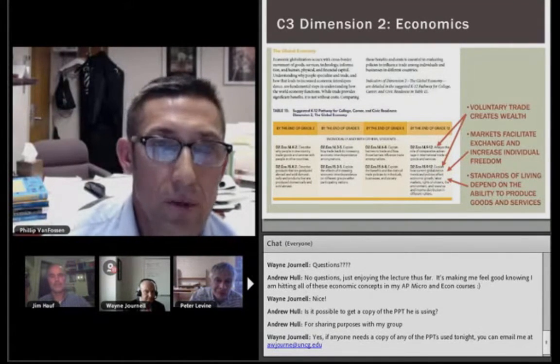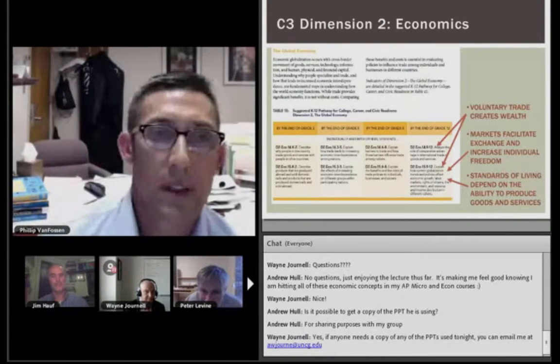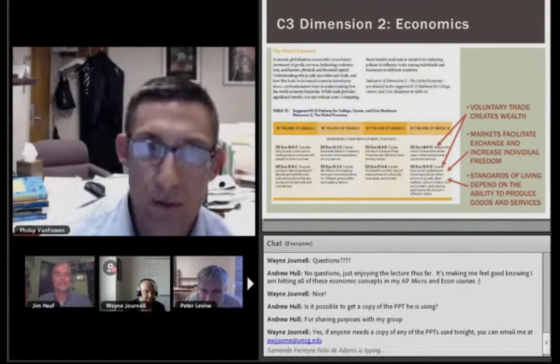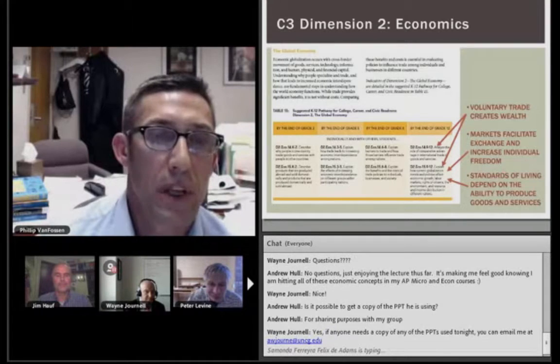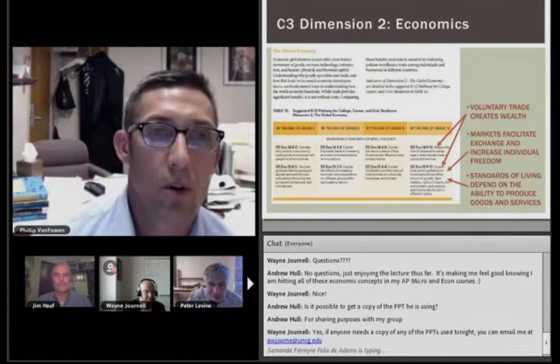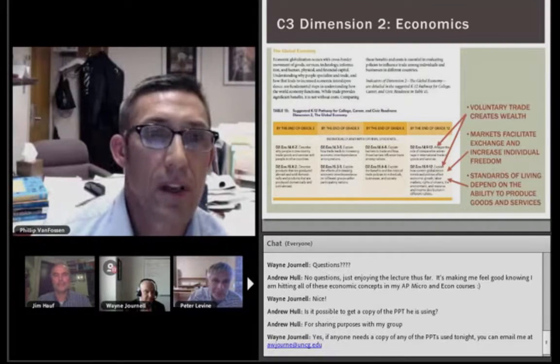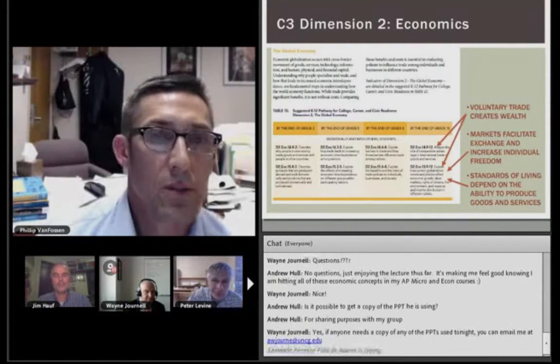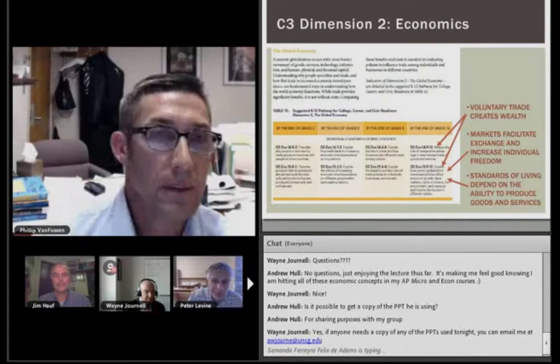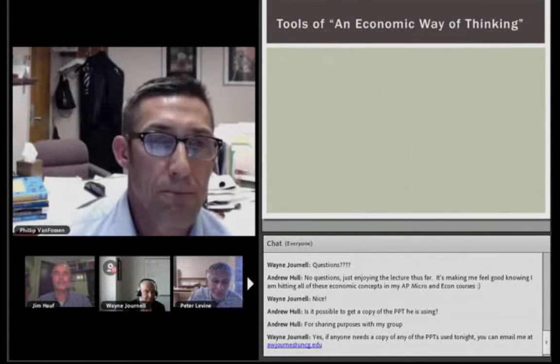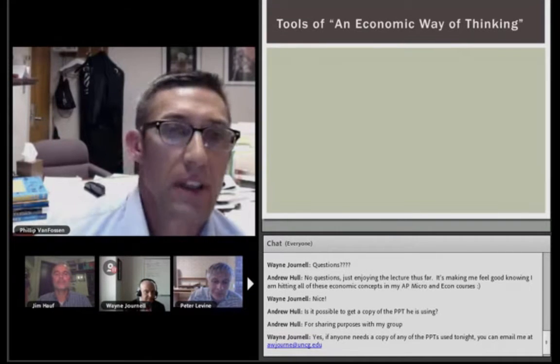Right, so voluntary trade creates wealth, markets facilitate exchange and increase individual freedom, and standards of living depend on the ability to produce goods and services. So I think there's nice overlap between the overall goal of economics in terms of an economic way of thinking and the C3 Dimension 2, particularly the 4 pathways that we have in the framework here.